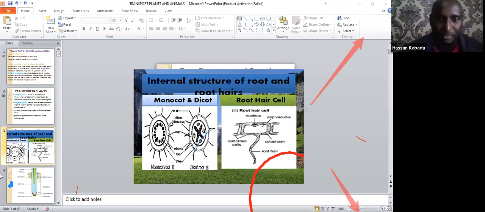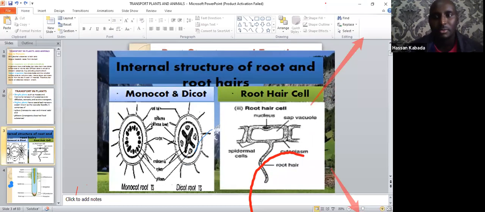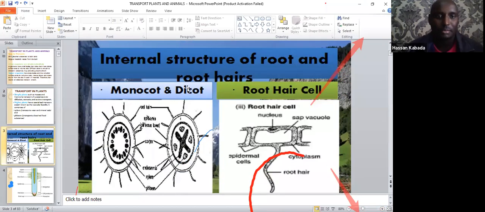So we have them here, the dicot and the monocot stem. You can have it there. Monocot and dicot stem.